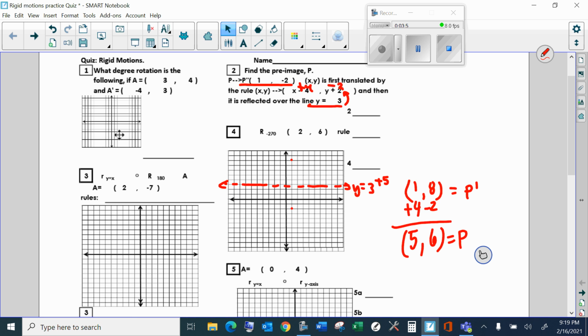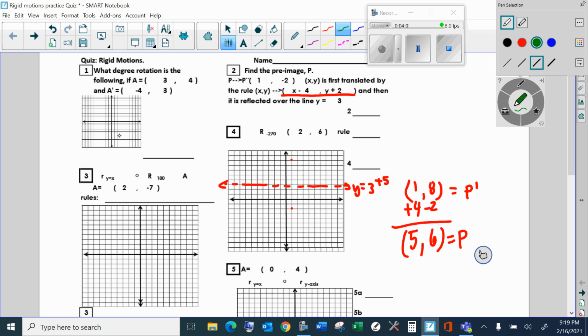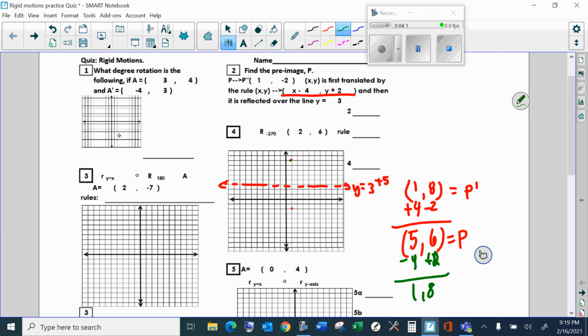Very simple. Okay, now if I want to check that, I could start at (5, 6) and do what it says right here, going forwards in that order. So if I do -4 and +2, that takes me to (1, 8). And then I go from (1, 8) right there and reflect over line y equals 3, and that puts me right down here at (1, -2), which guarantees I have it right. So after you get your answer, you can just go forwards and check to see that it comes out to the right point.